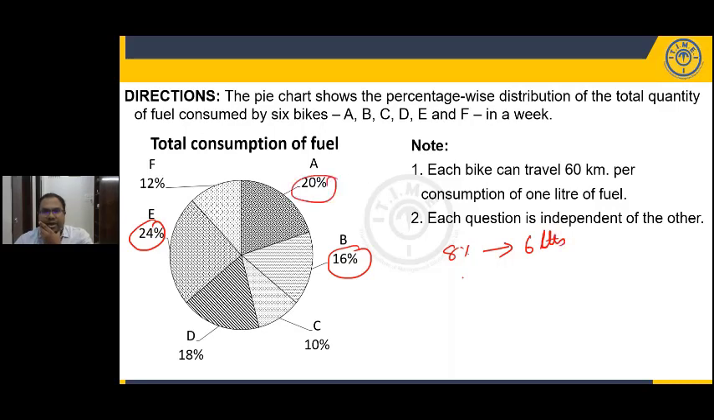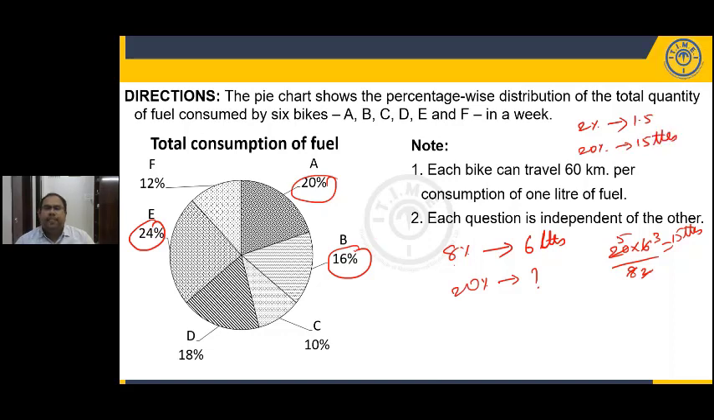Consumption of A is 20%. 20%, how much? Right? So you can do cross multiplication, 20 into 6 by 8. 4 twos, 4 fives, 2 goes 3 times, 15 liters. Orally also I can do. If I do 1 by 4, 2% will be 1 by 4 of 6, which is 1.5. 20% into 10 times, you do 15 liters.